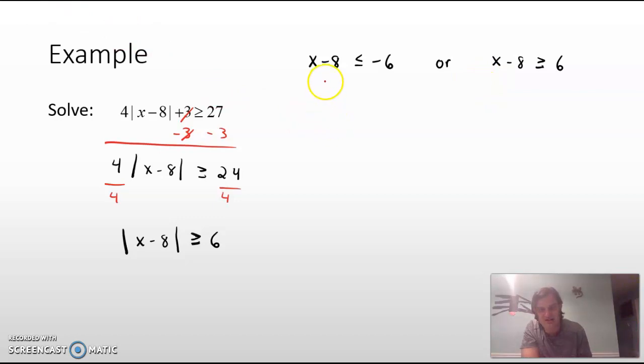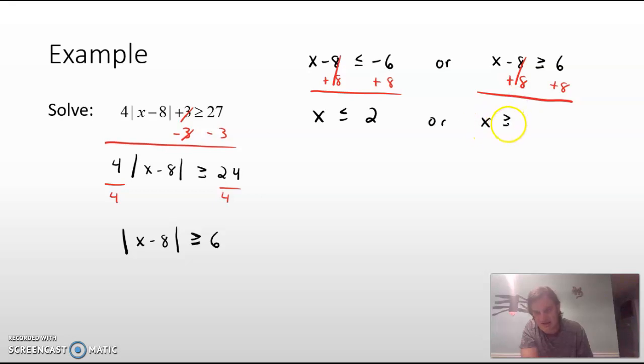Now, the easy part is just to go ahead and solve. So for x minus 8 less than or equal to negative 6, I get the x by itself by adding 8 to both sides, and I get x is less than or equal to 2. And then I'm going to solve the other one. x minus 8 is greater than or equal to 6, so I'm going to add 8 to both sides again. And when I do that, I'm going to have x is greater than or equal to 14.